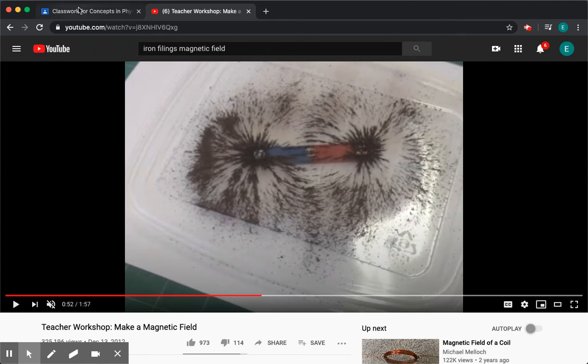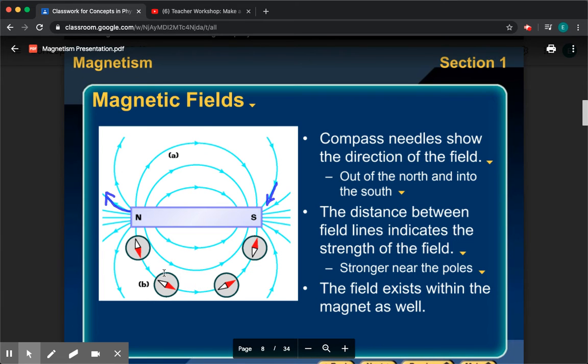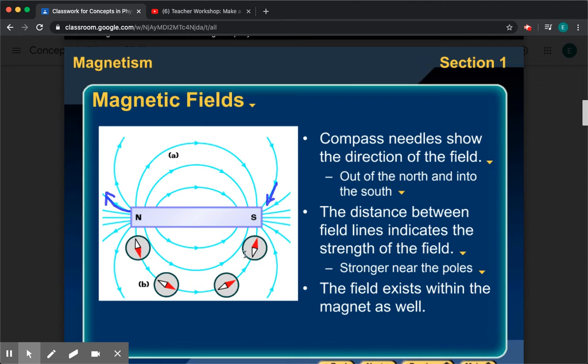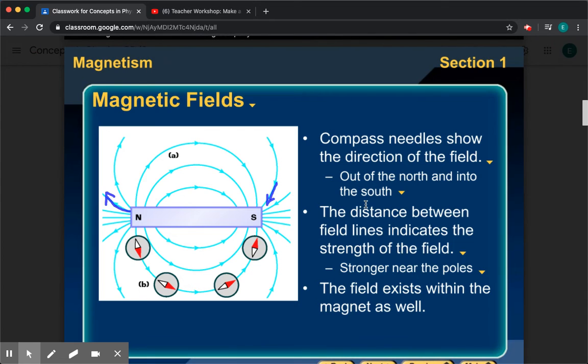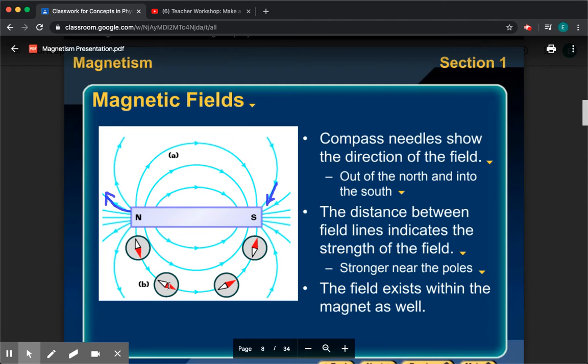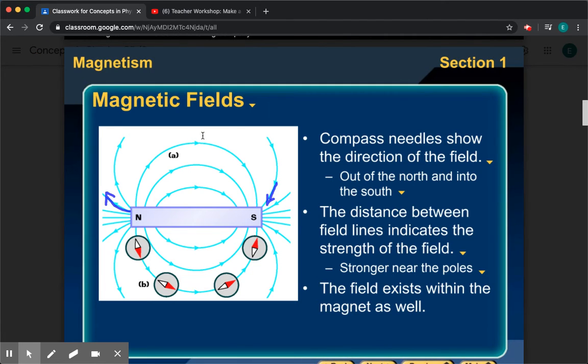So these arrows, these aren't just made up. This is what the field actually looks like. And remember, the compass needle shows the direction of the field. It goes out of the north and into the south. So when you have a compass, what it does is it follows those lines. That's what the compass wants to do.